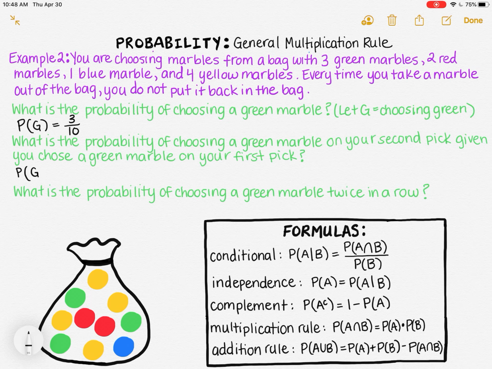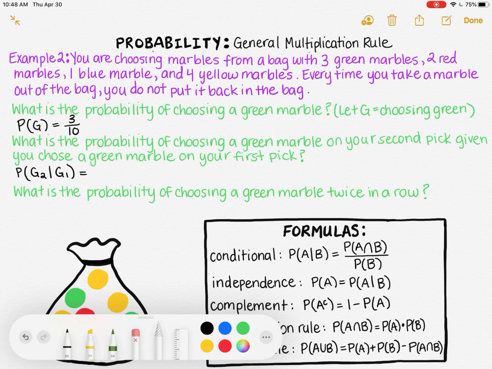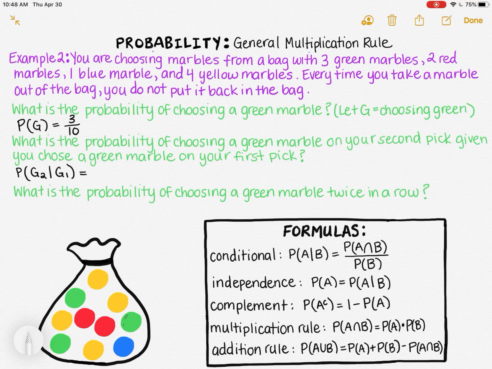Now, what is the probability of choosing a green marble on our second pick given we chose a green marble on the first pick? So P(G2 given G1), just like before. Now, since we have this different situation where we are not putting marbles back in the bag, let's take a second to visualize it. Let's say I pick a green out of the bag on my first pick, which we know has a 3 out of 10 probability.